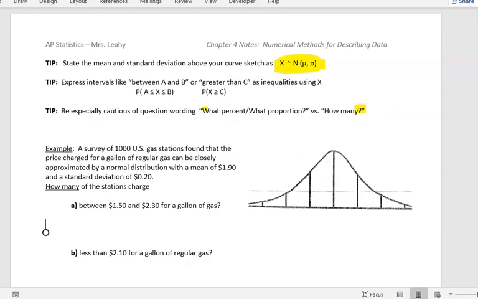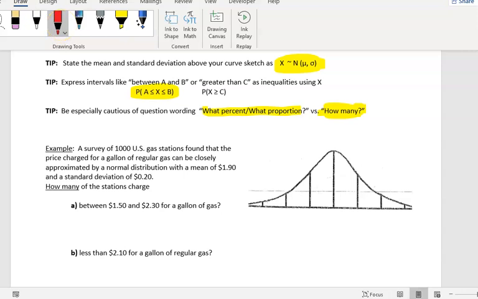Also, we tend to put inequalities in terms of a statement like this. This is going to say the probability that X is between A and B, or maybe the proportion of values that are between A and B. And you want to be careful about whether a problem asks you for what percent or what proportion versus how many. Remember that how many is a counting number, like 5 or 47 or 52. What percent or proportion is a number between 0 and 1.